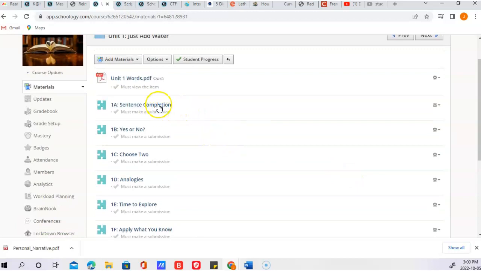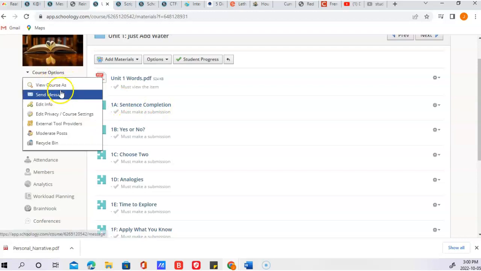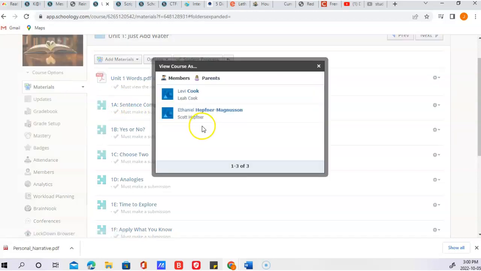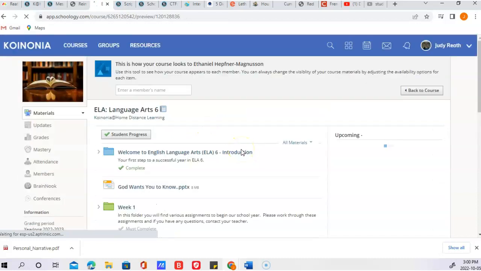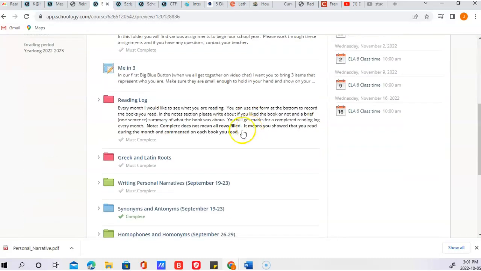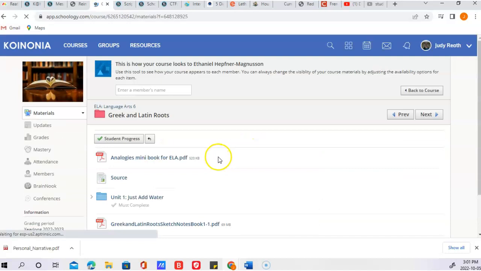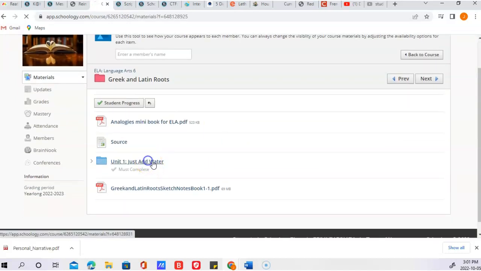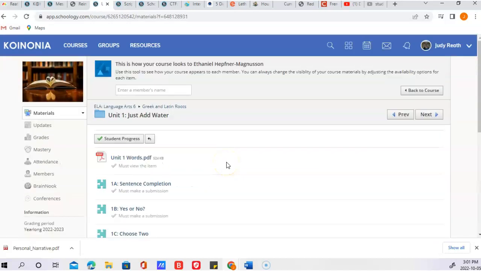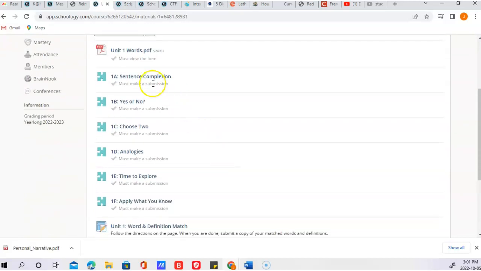So going through these just briefly, you're going to click on them, and actually I'm going to see if I can do this viewing the course as Ethan. So when I go into here, go into the unit 1, just add water, so it's all words dealing with water. Remember to print off the first page so you have that as a reference, and you should have a binder to put that into so that you can keep track of it.